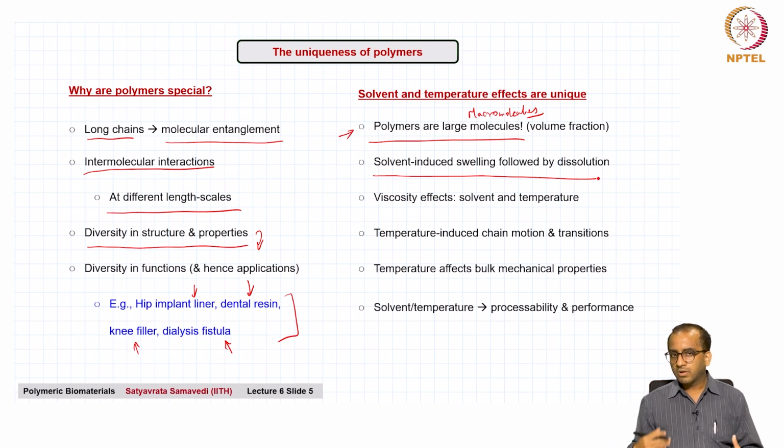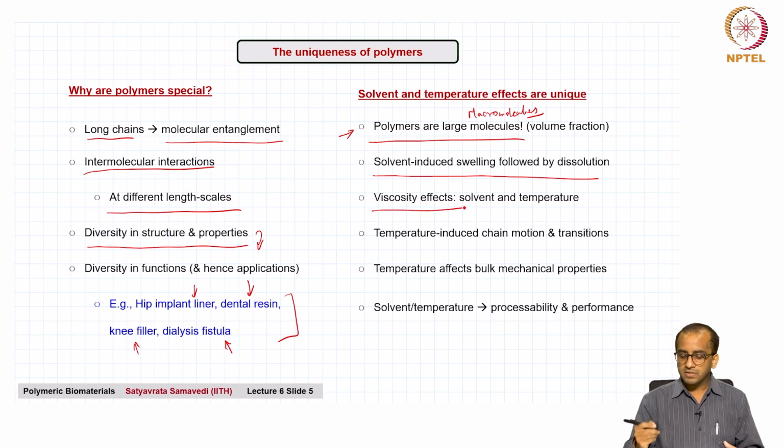Another important unique aspect of polymers when it comes to solvent interactions is when you try to dissolve some of these polymers in solvents, and if the polymer can be dissolved in the solvent, it's not an immediate quick process. There is first solvent induced swelling followed by complete dissolution. The solvent has to penetrate, and then there is swelling, and then complete dissolution happens over time.